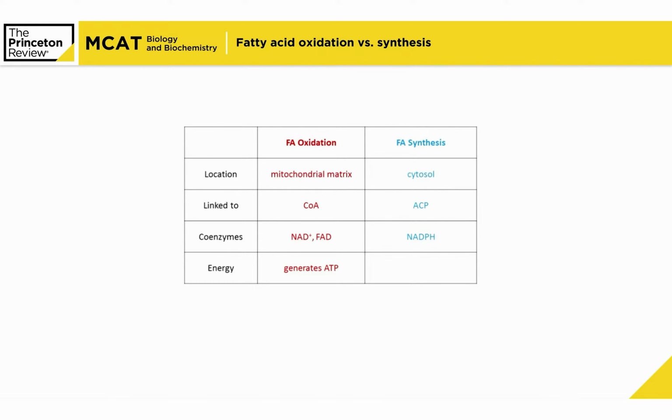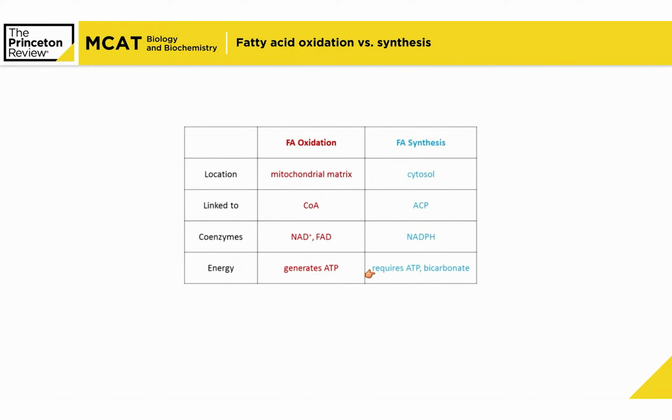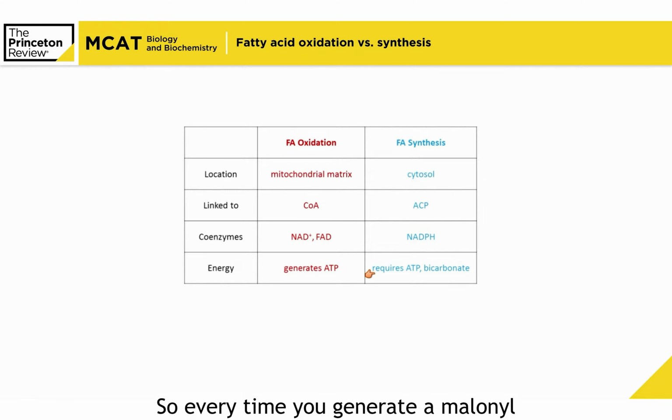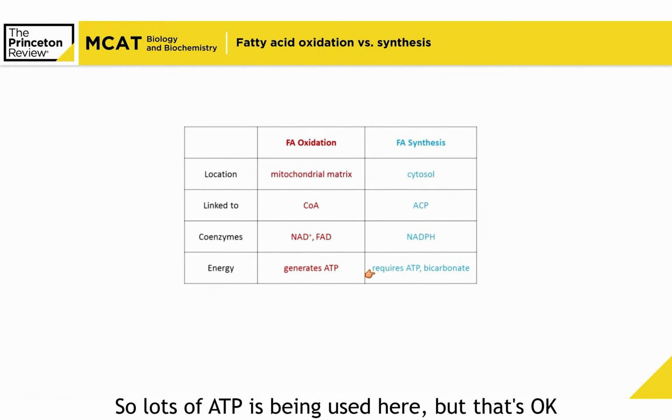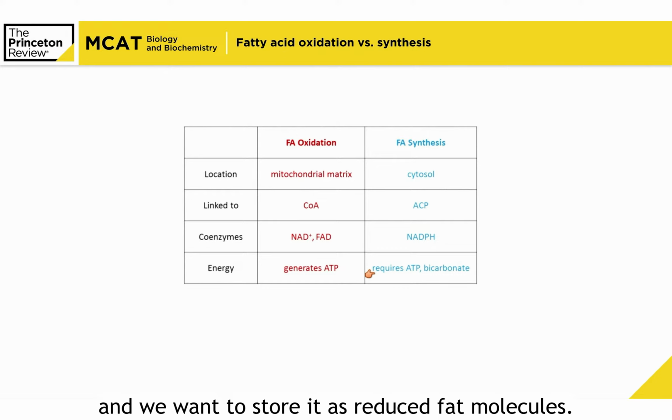Fatty acid synthesis is going to require ATP because remember, our malonyl units are 3 carbons, made from acetyl units at the cost of 1 ATP. So every time you generate a malonyl, it's going to cost you an ATP. So lots of ATP is being used here, but that's okay because fatty acid synthesis is going to occur when we are rich in ATP, when we have energy, and we want to store it as reduced fat molecules.